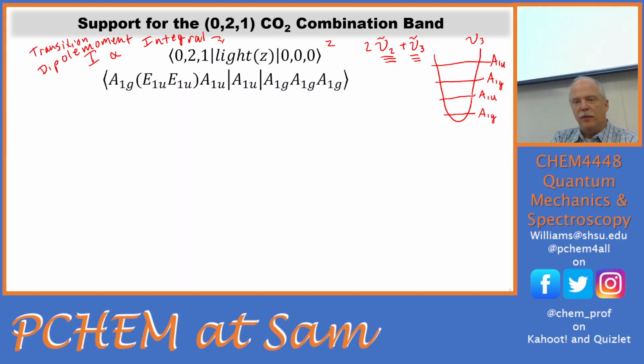And so that's how the potential energy surface goes up. It alternates between A1G. So this ground state is A1G, the V equals 0. Now what we're going to do for the 2 nu 2, let's draw one of those. A1G, and then what's the next one? It's E.